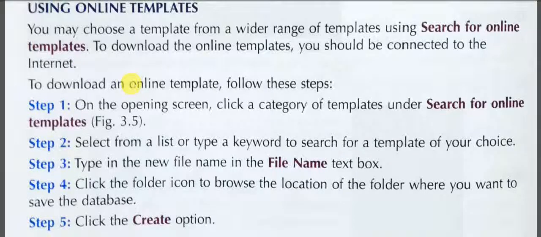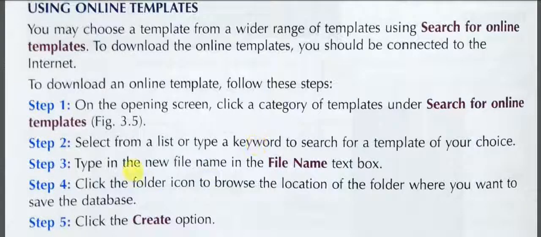The next, to download an online template, follow these steps. On the opening screen, click on the category of templates under the search for online templates. So under the search for online templates, you have to click on the category. Then select from a list or type a word. So you have to select from a given list, or you can type a word for which you want to get a database.